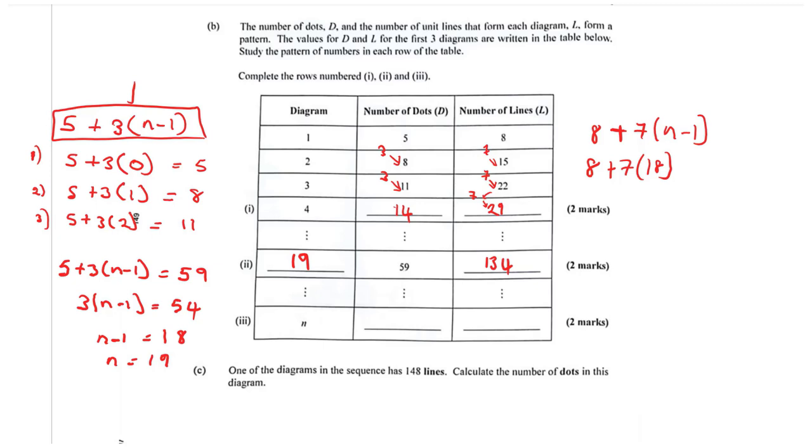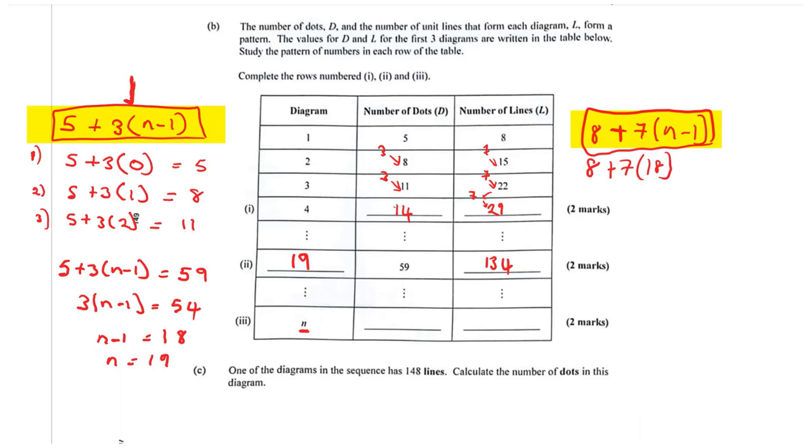So part 3 is technically asking us what is the formula for generating the number of dots and the number of lines when we have a diagram number n. So technically what they are saying is that given any diagram number, what is the formula to generate the number of lines and the number of dots? Here we have found our formula already. So this is our formula.